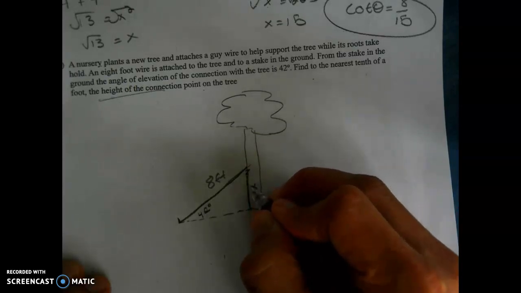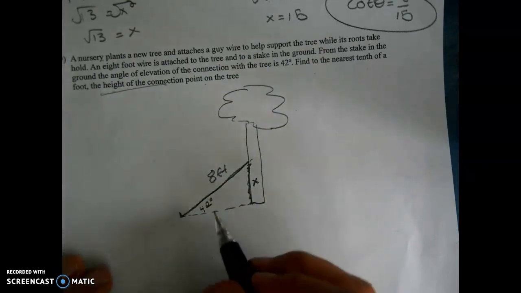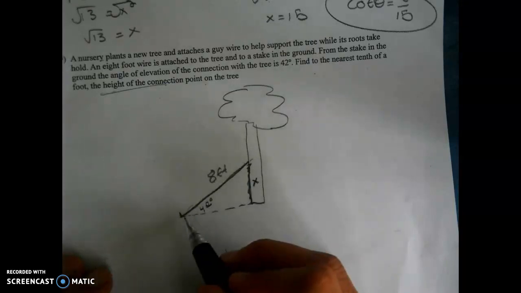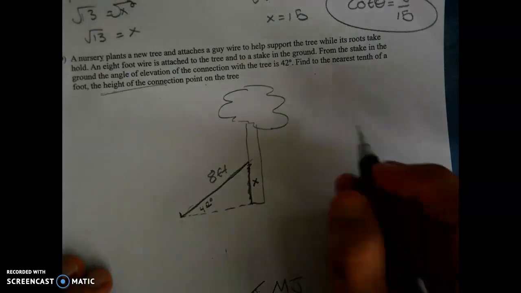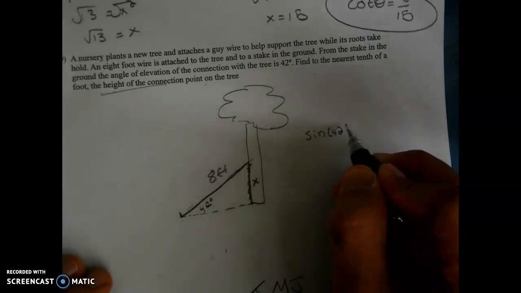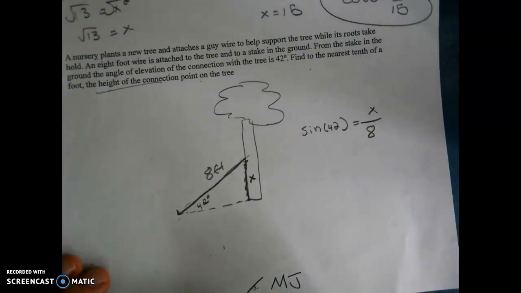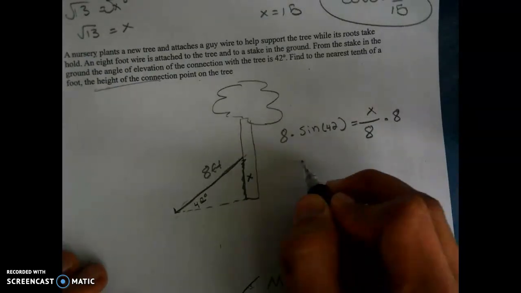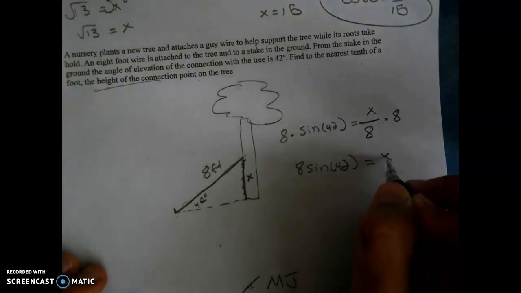This section right here. So let's use trig here. So using this angle, this is my opposite side. This is my hypotenuse. Well, which trig ratio uses opposite and hypotenuse? Our sine. So we're going to have sine of 42 degrees is equal to x over 8. Okay, we'll solve for x here. I'm going to multiply by 8. So now I have 8 times the sine of 42 is equal to x.